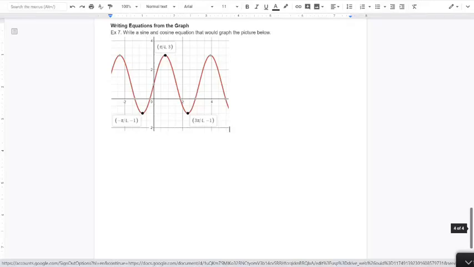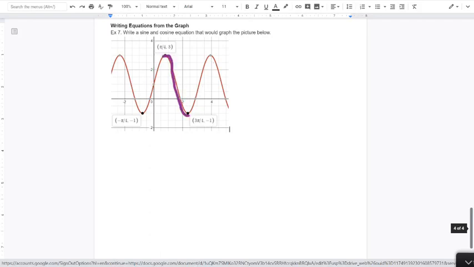Alright, now let's write the equation based off the graph. We just talked extensively about writing the graph based off the equation. So now we're going to try to kind of reverse engineer our equation. So this, at first glance, you might say it's a sine graph, but it really depends on where you start.